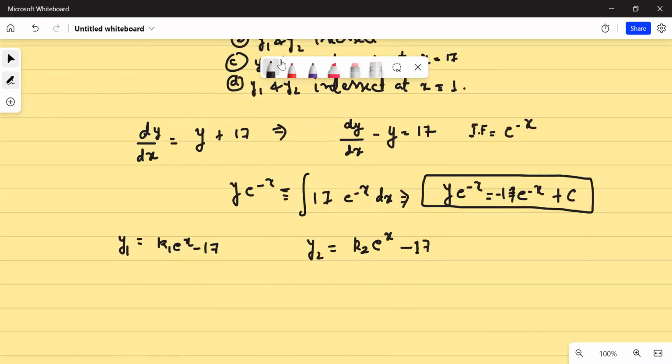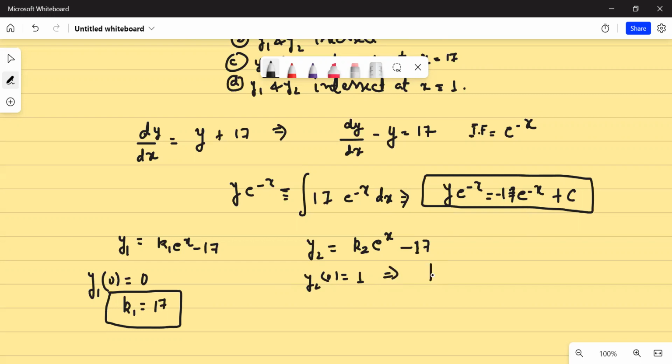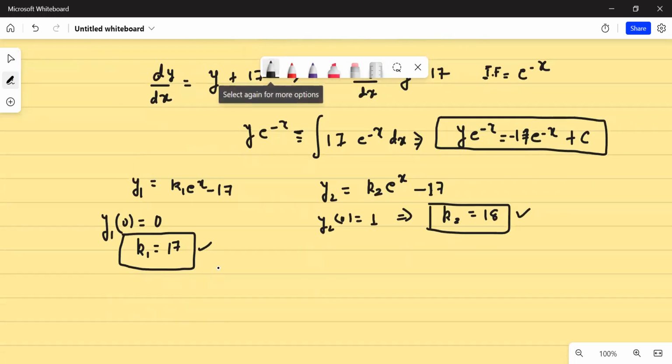Okay, now the given conditions are that y1(0) should be 0 and y2(0) should be 1. So if y1(0) is 0, what does it imply? It implies that k1 should be equal to 17. And if y2(0) is equal to 1, it implies k2 must be equal to 18. You just write here 1, e to the power 0 is 1, k2 minus 17, so k2 would be 18. So these are the values of k1 and k2. So there are two solutions now, according to the given conditions.